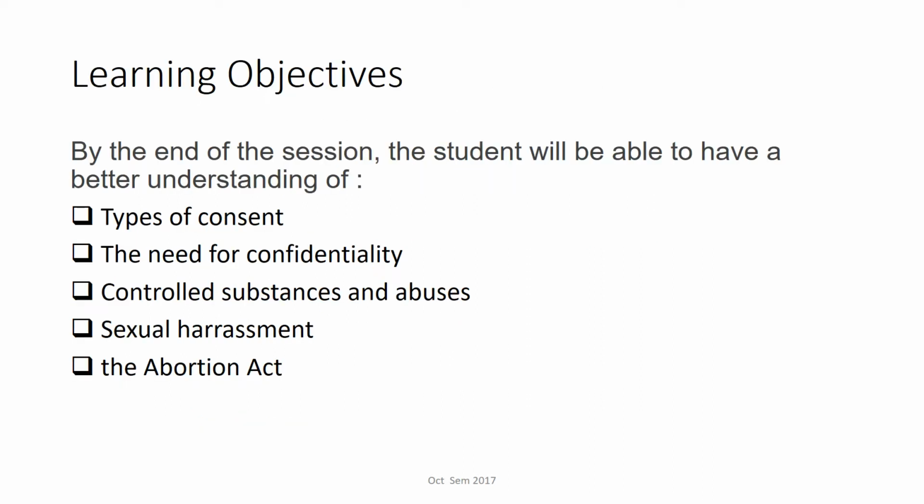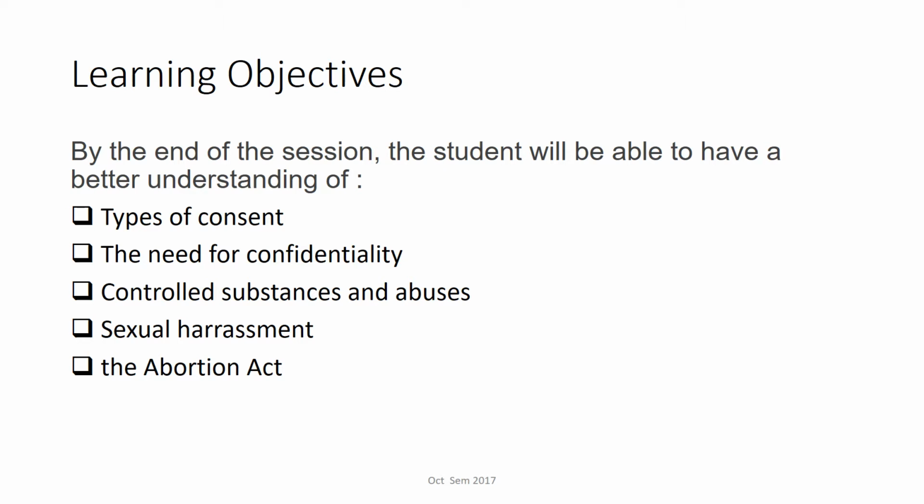So for the learning objectives, by the end of this e-learning, you should be able to have an understanding of all types of consent, confidentiality, the controlled substances and abusing of drugs, sexual harassment, and the Abortion Act. There are 4 videos that you need to watch as you go through the slides.